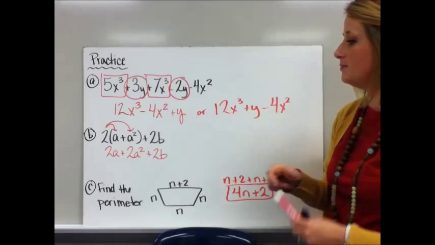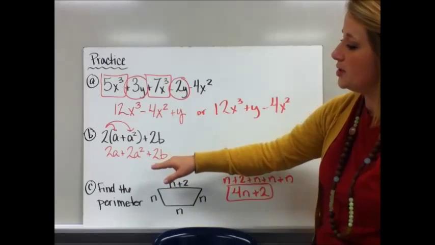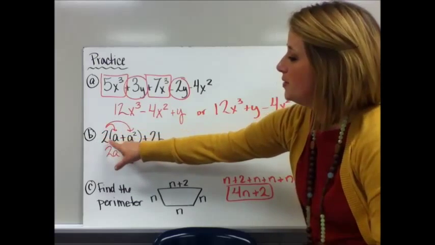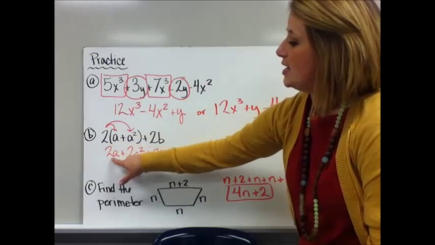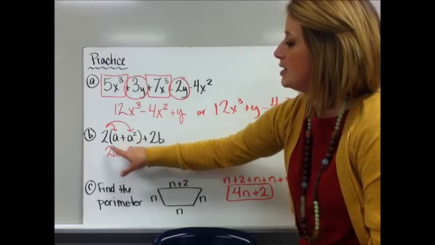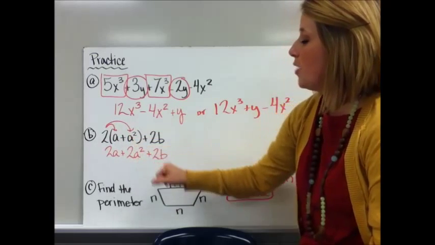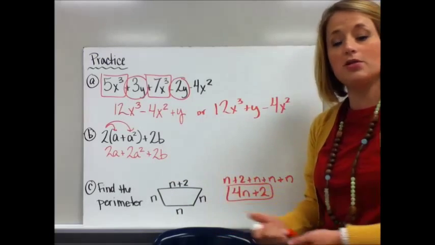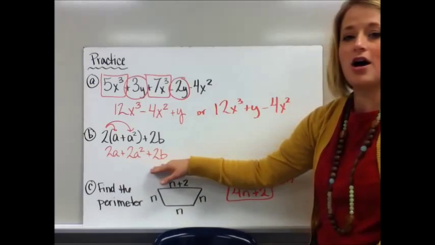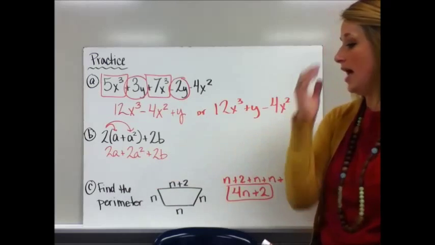I'm okay with this. Part B, we have to use the distributive property. That 2 is distributed to each term inside the parentheses. 2 times a is 2a plus 2 times a squared is 2a squared. And I have this 2b over here on the side. Your next step would be to look for like terms, but there are not any like terms. So it would just stay as is.